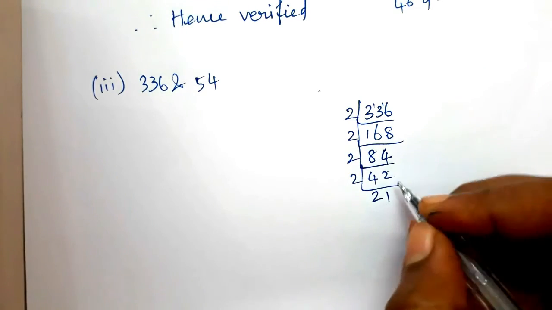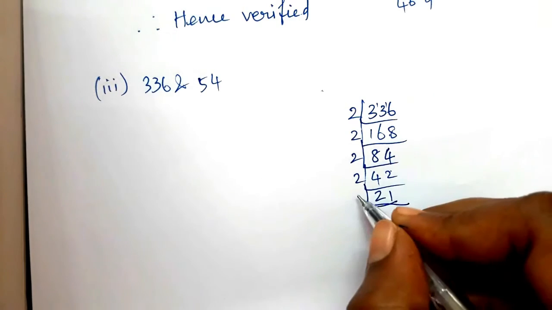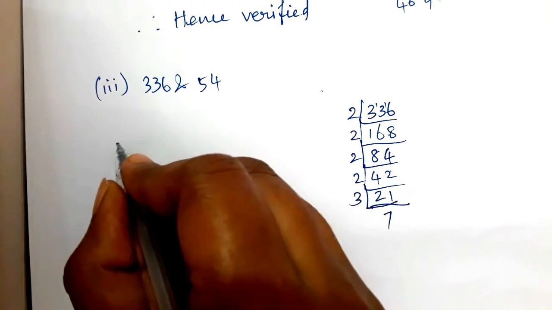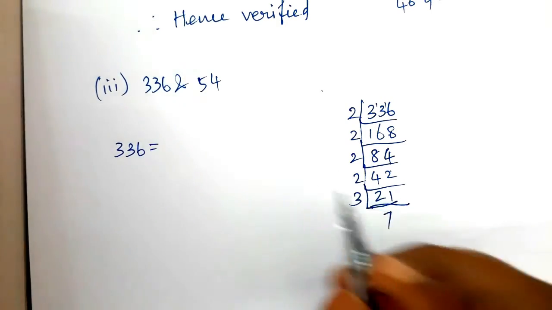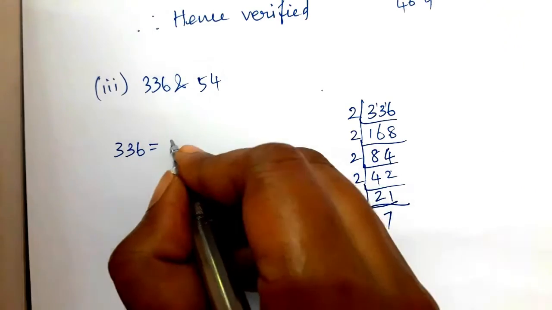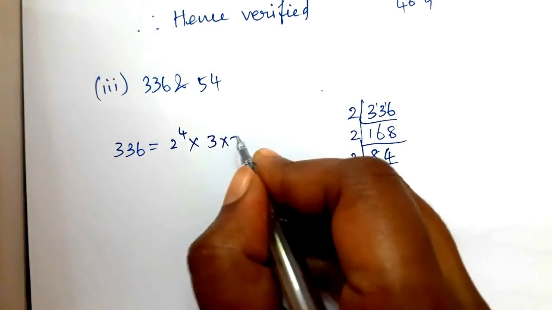Now this is not an even number, but sum of the digits gets multiple of 3, so it goes in 3. 7 3s are 21. Now 7 is the prime number, so stop the process here. Now 336 can be written as, here 4 times 2 was there, so 2 power 4 into 3 into 7.